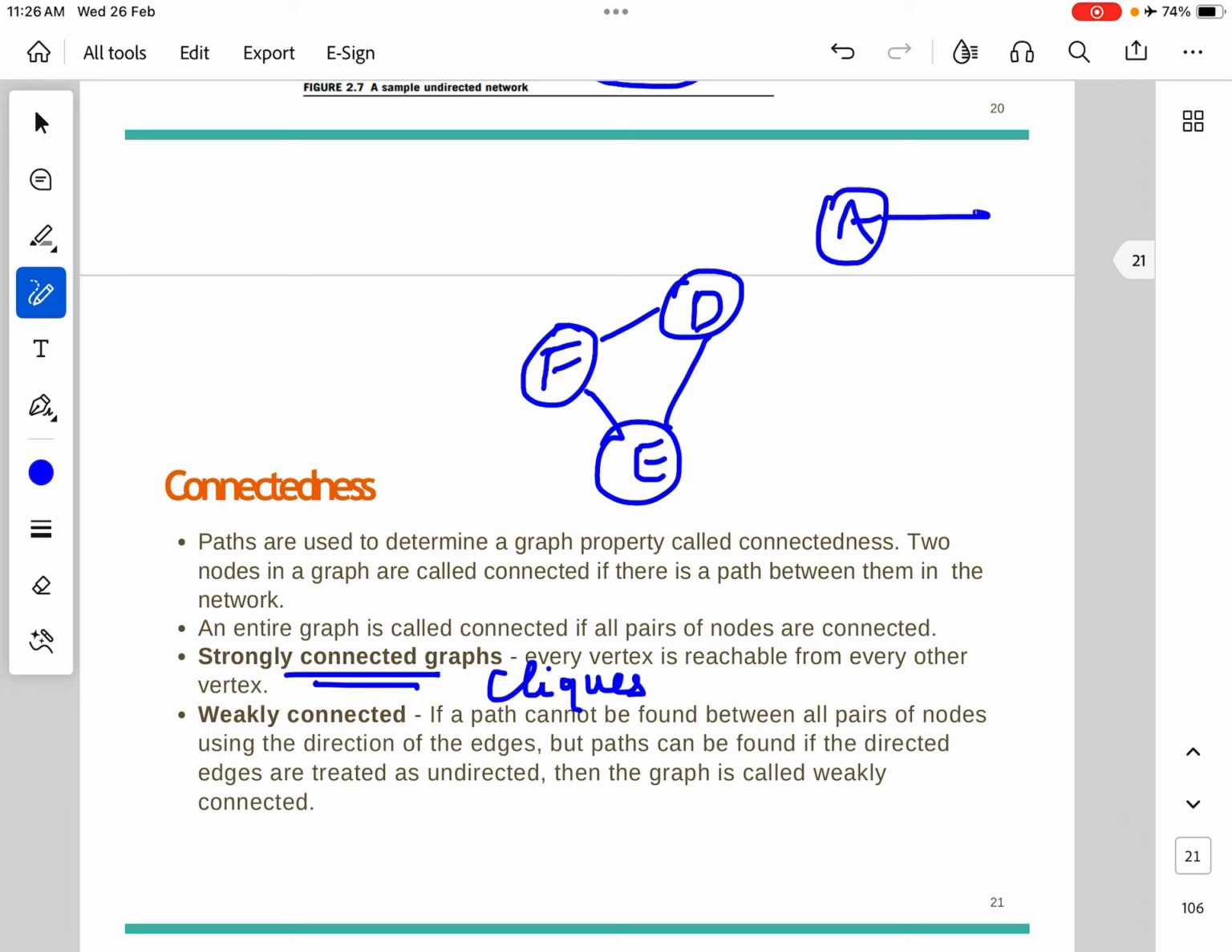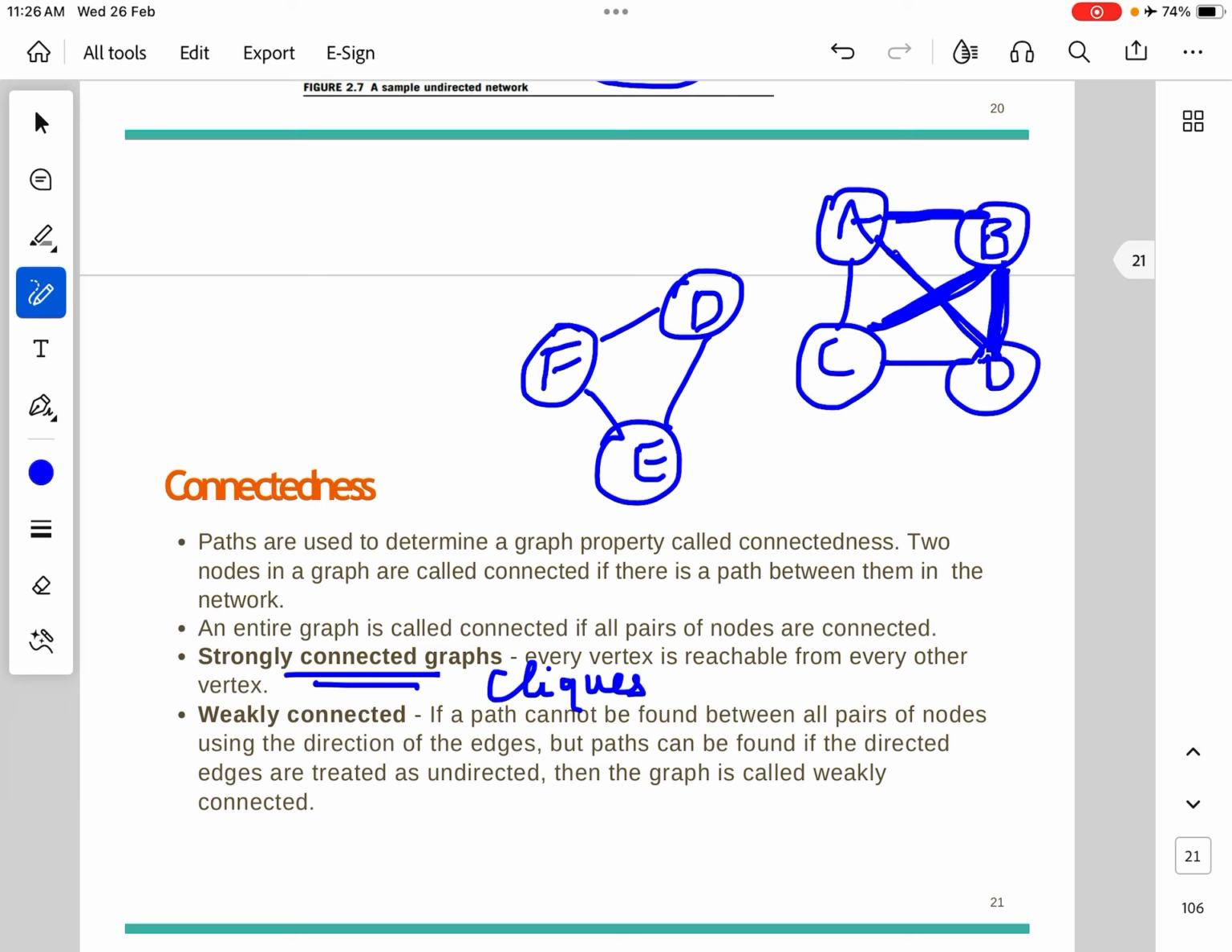If I give this example of A, B, C, D and I join them, this is also an example of a strongly connected graph, because B can be reachable from A, from C, from D. Likewise, D can be reachable from B, A, C; C can be reachable from A, B, D. So it is a strongly connected graph. Every vertex is reachable from every other vertex. These are strong examples of cliques.